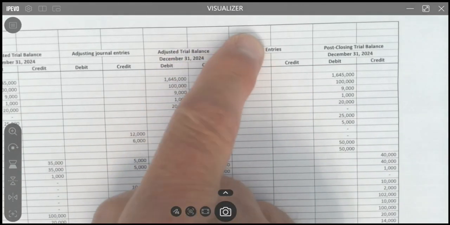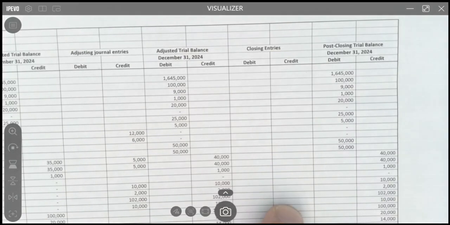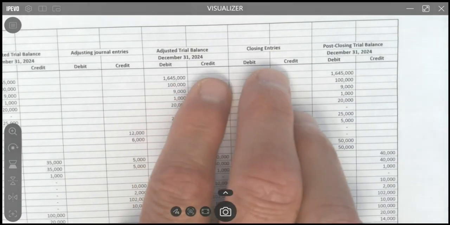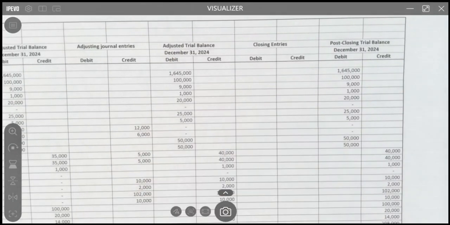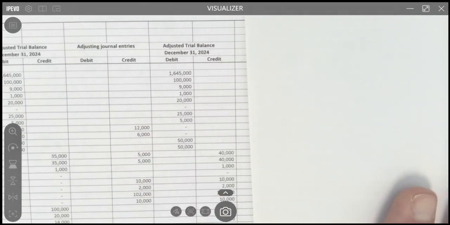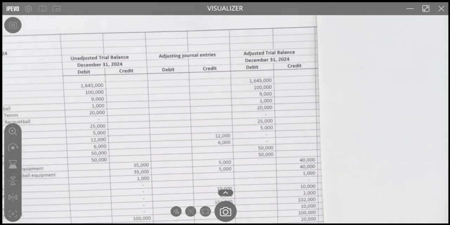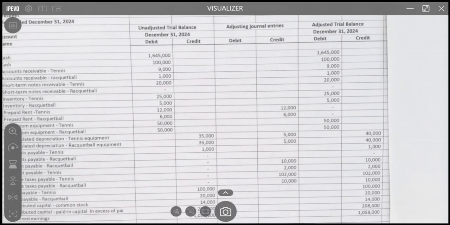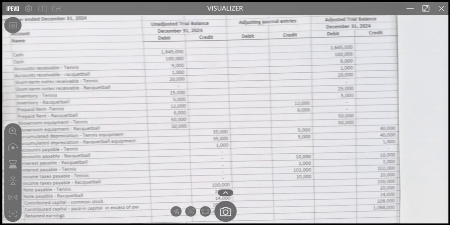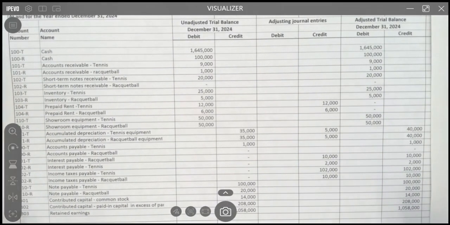Notice I don't have individual columns for income statement and balance sheet. I could have a column for financial statements, but in reality, once we know what we're doing here, we have everything we need from the adjusted trial balance column. I know what the permanent and temporary accounts are, and you do too at this point. So in the real world, you won't always see those columns, and thus I didn't put them in this video.